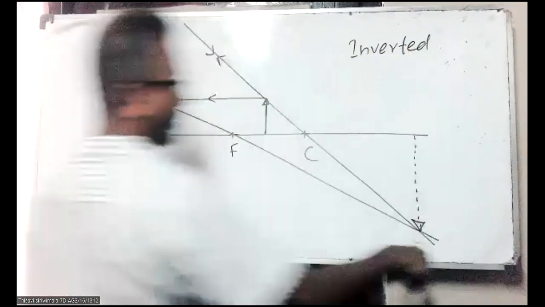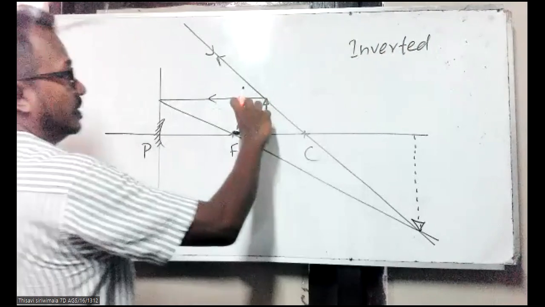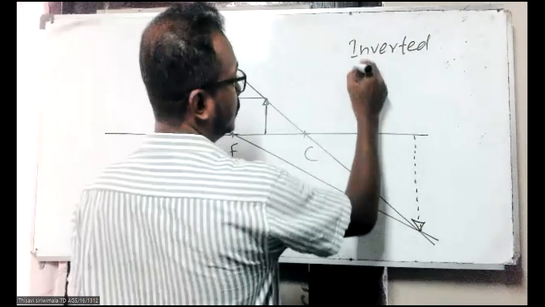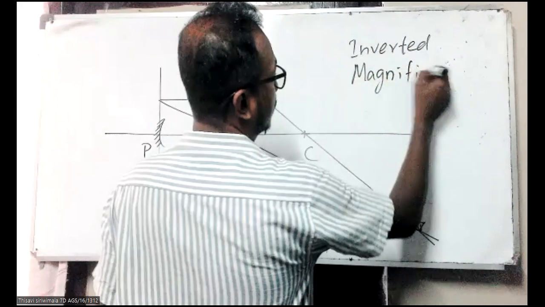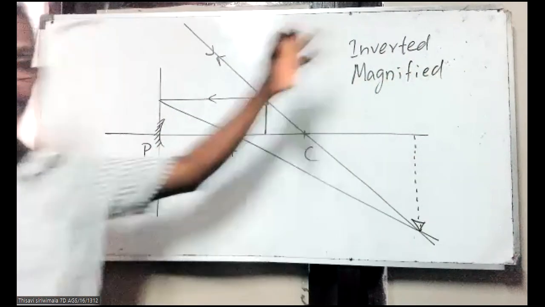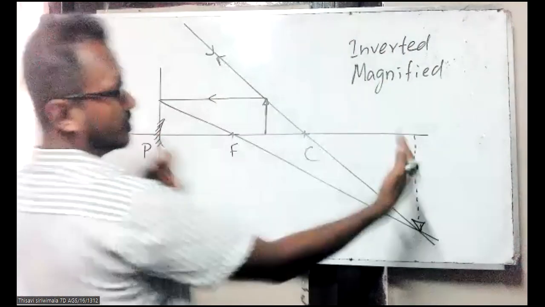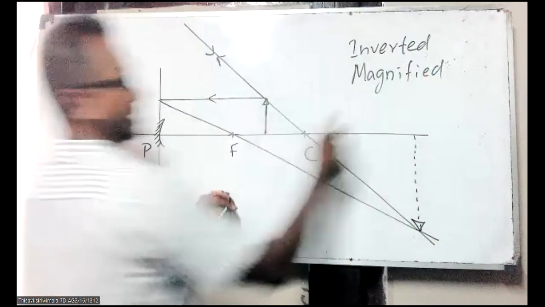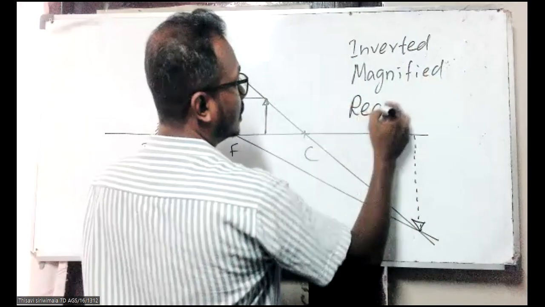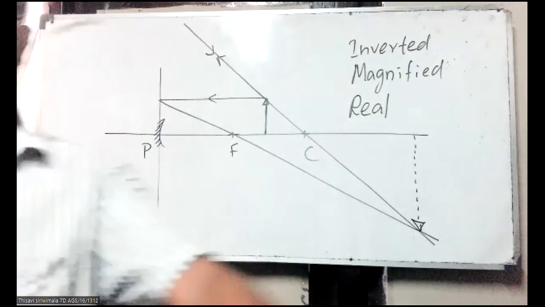Upside down, that's what inverted. Magnified, you can see the size of the object and the size of the image. So therefore, magnified. Magnified is large. Look at it. Right? Then real. Now it is created in front of the mirror. So when you keep a white paper here, you can get the image of the object. Therefore, it is a real image. Okay. Those are the properties. You can draw it and see.